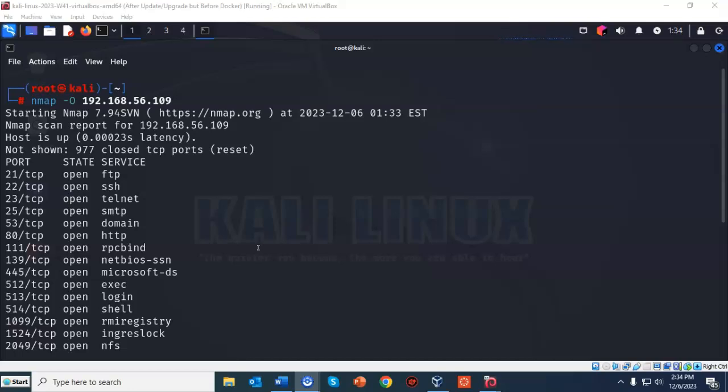Now we would like to discover some more information about this service that is running on port 21, and to do this, we can combine some other commands with Nmap to get a further understanding of how we can enumerate the services that are running on this target. Let's see how we do that.